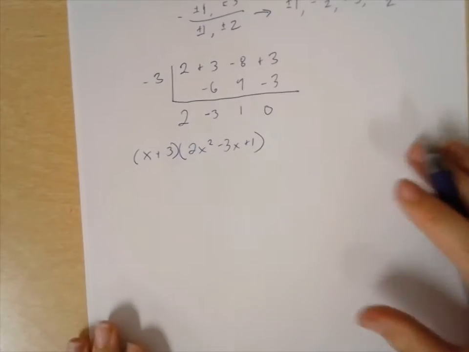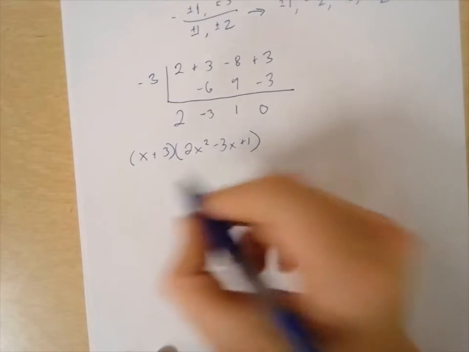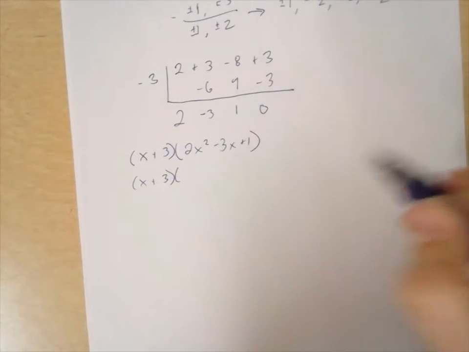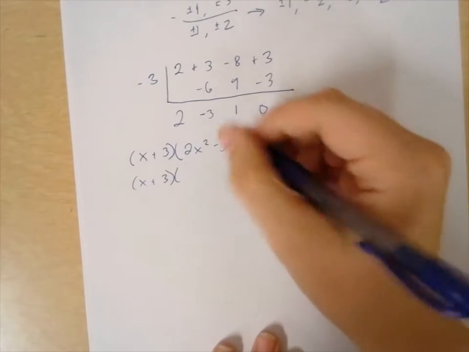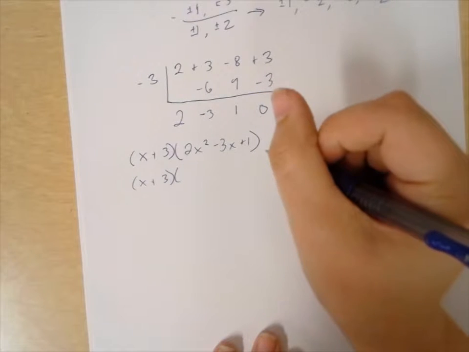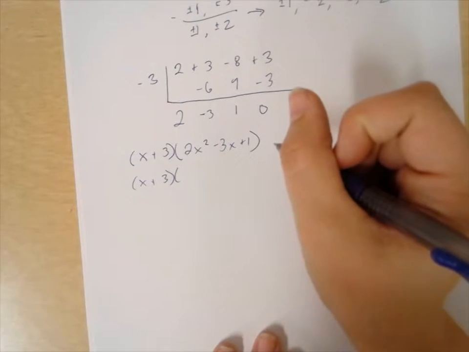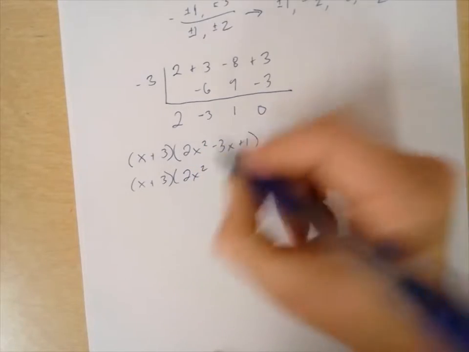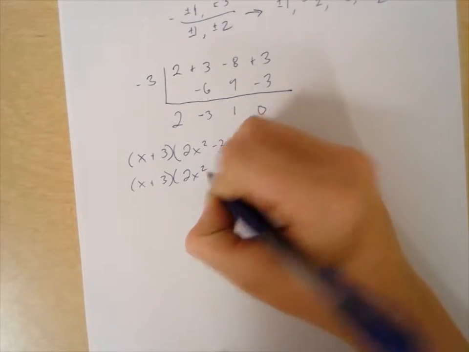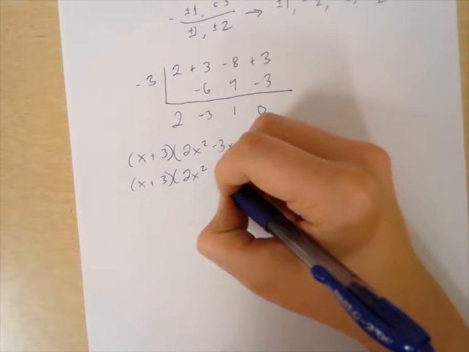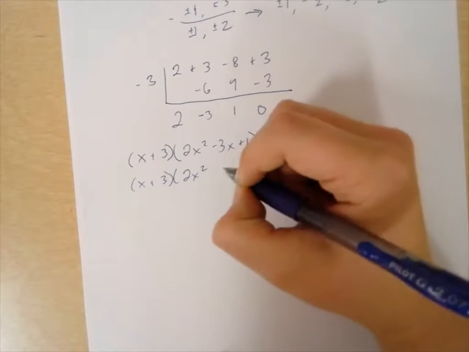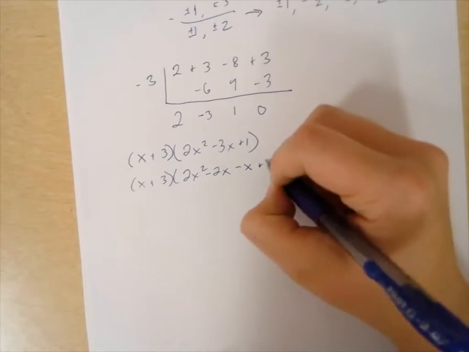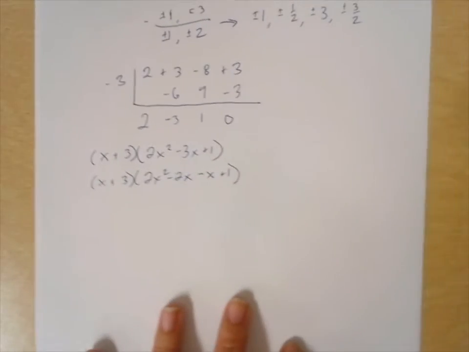And when I factor this, what I'm going to get is x plus 3 outside of (2x squared minus 2x minus x plus 1.